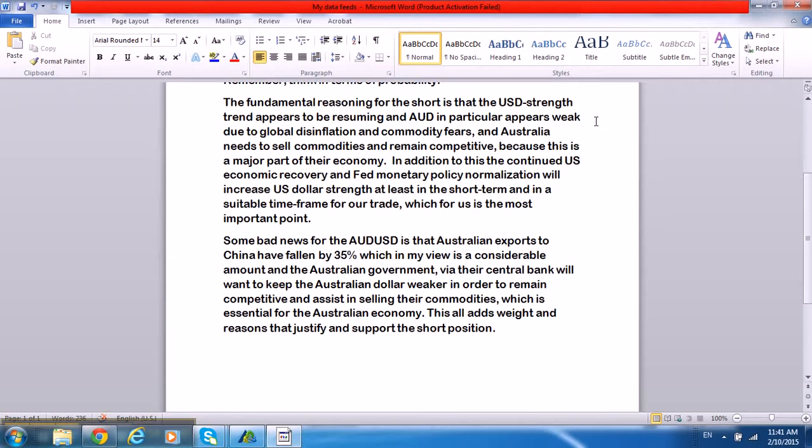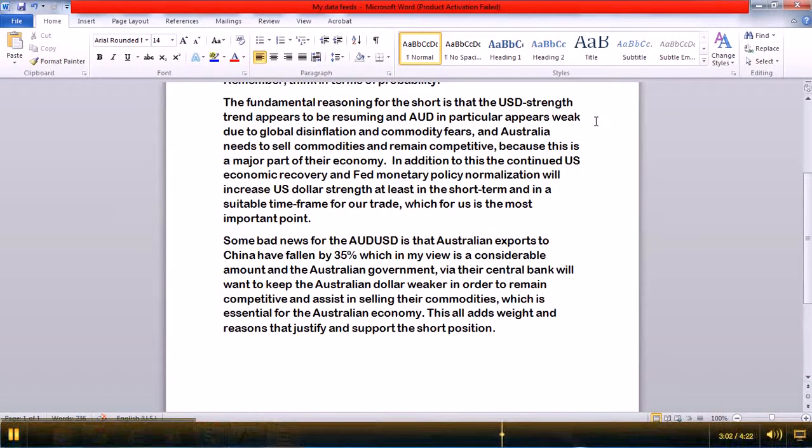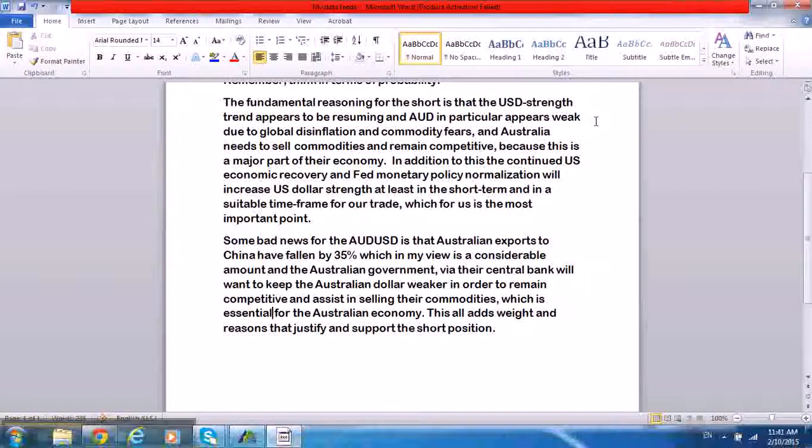And there's also some bad news out for the Aussie US in that the Australian exports to China have fallen by 35% according to one news source, and which in my view is a considerable amount. And the Australian government, via their central bank, will want to keep the Australian dollar weaker in order to remain competitive and assist in selling their commodities, which is essential for the Australian economy. And this all adds weight and reasons that justify and support the short position. Okay, so that's my reasoning behind it.